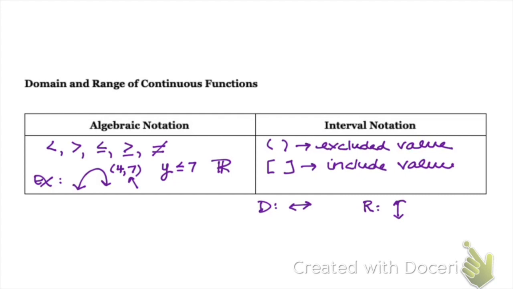So we would put either parentheses or brackets. We might have a starting value at 7. But because I'm using parentheses, I'm not actually including it. And then it might go to positive infinity. So infinity signs are also going to use the parentheses. I know that can be a little confusing, so we're actually going to work some examples together where we look at some graphs.